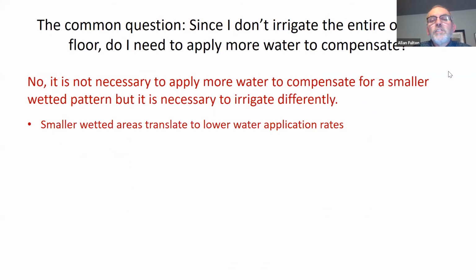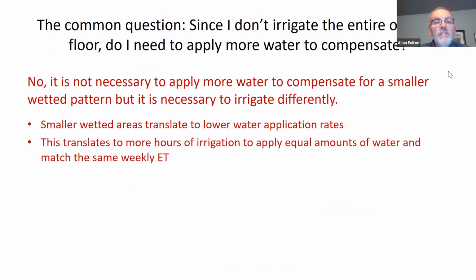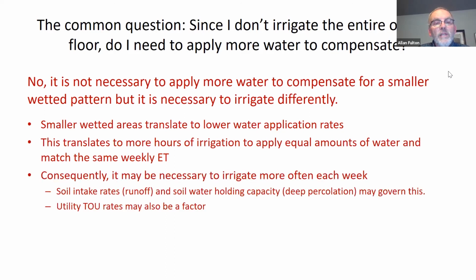My thought on this question is that you do not need to apply more water to compensate, but it is necessary to irrigate differently. Smaller wetted areas translate to lower water application rates. This translates to more hours of irrigation to apply equal amounts of water and match the same weekly ET. Consequently, it may be necessary to irrigate more often each week. Soil intake rates will control.